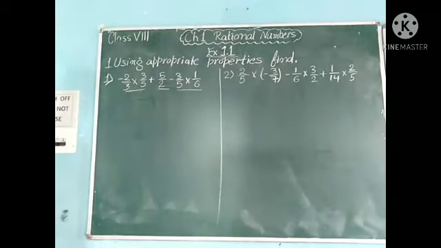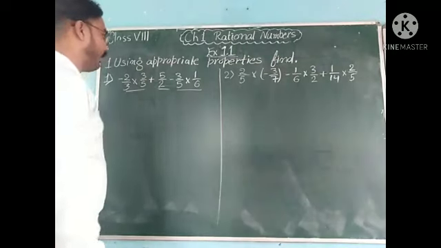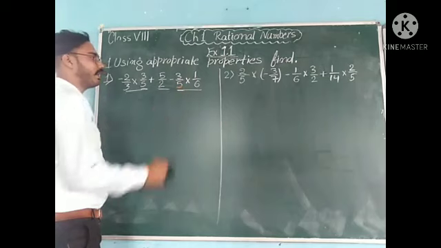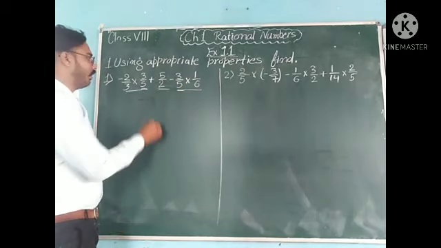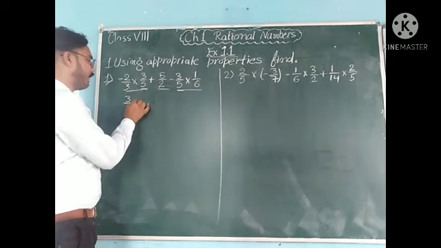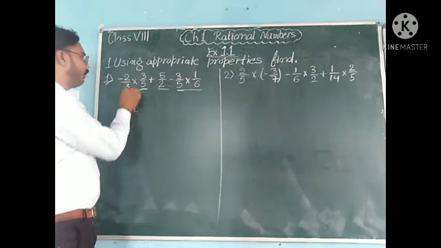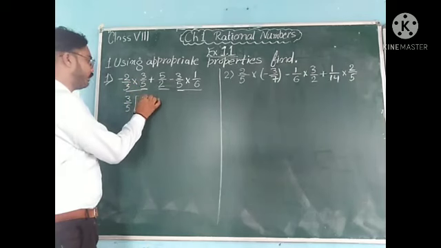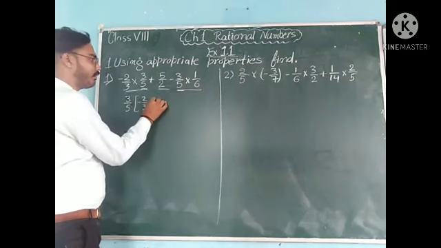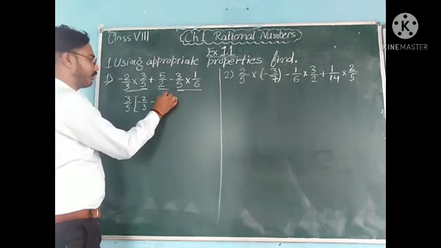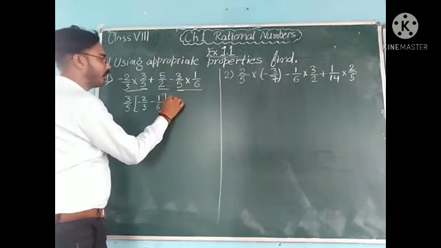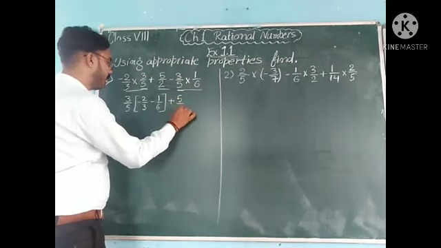In these 3 parts, if we see clearly, there is 3 by 5 common in the first and the last part. So take 3 by 5 common. In the first term it is left with 2 over 3, and in the last term it is left with 1 over 6, and the 5 by 2 term is written first as it is.